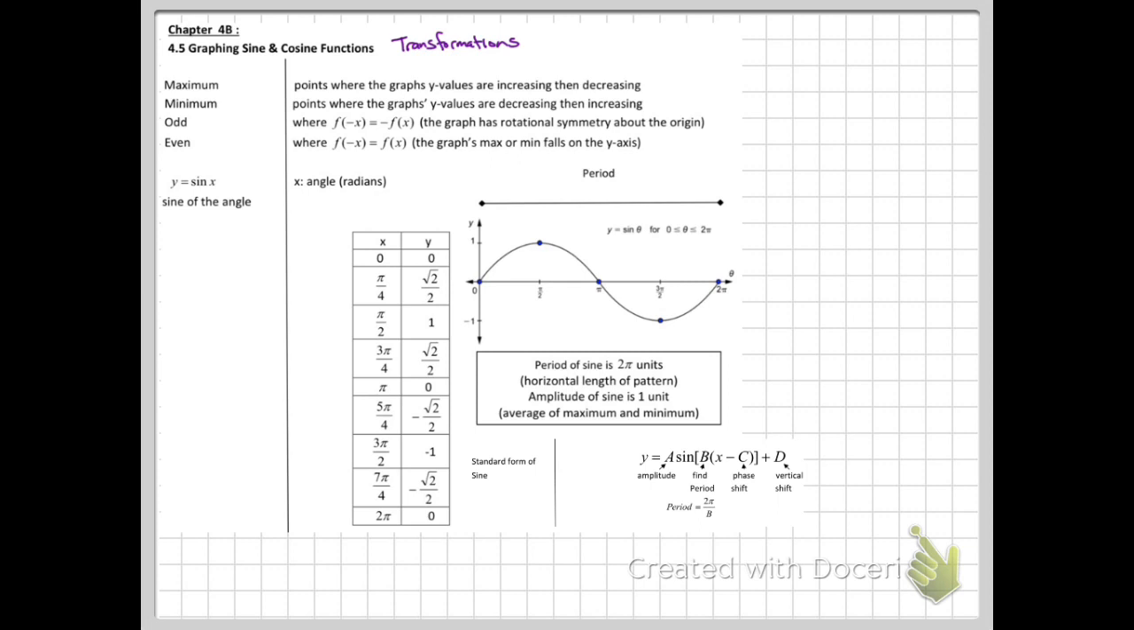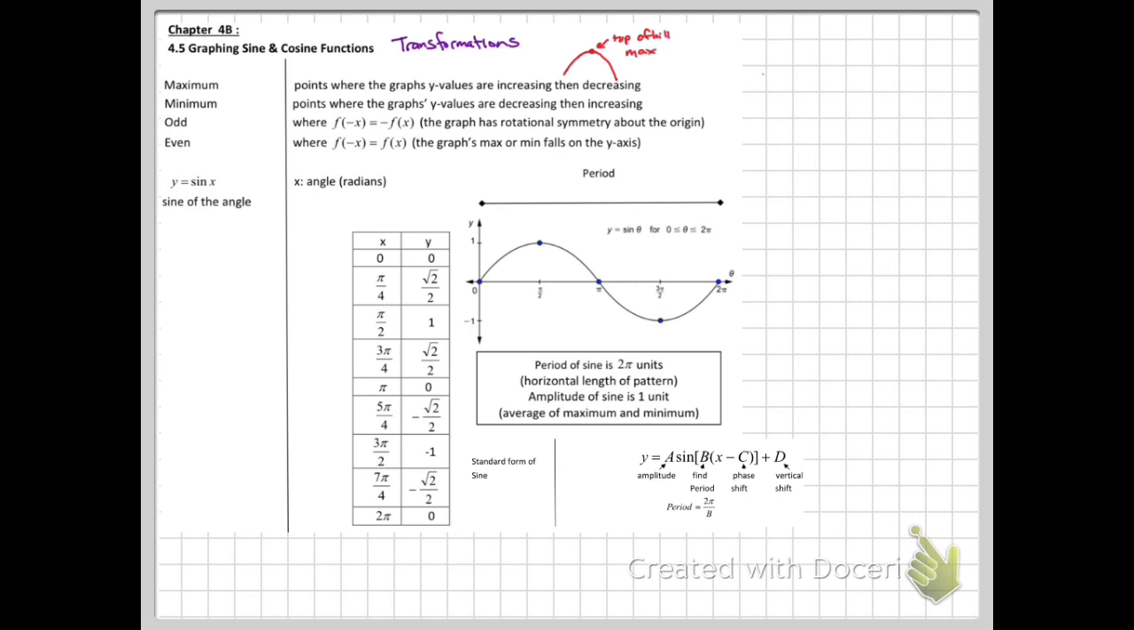Maximum, minimum, odd, and even are defined for you. The way we talk about maximum in class is it says y's are increasing and then decreasing. So they're increasing and then they start decreasing. So the maximum of that is right here, which we often say top of a hill, and call that the max.